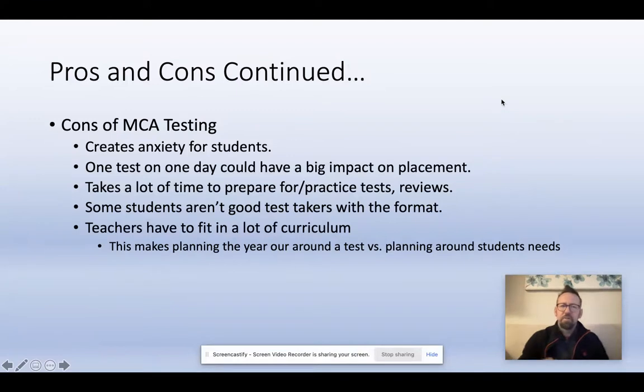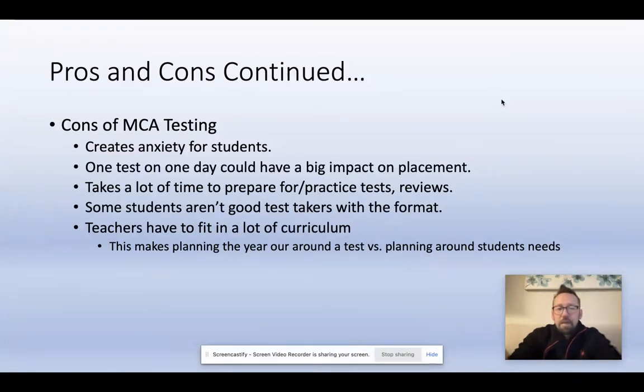Now, there are cons, and I understand that. I know that MCA testing creates a lot of anxiety. People get really worked up, especially if you have anxiety, and that can make a big impact on your placement. It takes a lot of time to prepare for, doing the practice tests, doing the reviews. We go through quite a lengthy process to do those things. And some students aren't good test takers, and we understand that. So the teachers have to fit in a lot of curriculum as well, and that's the challenge, right? Because we have to fit in a lot of things.